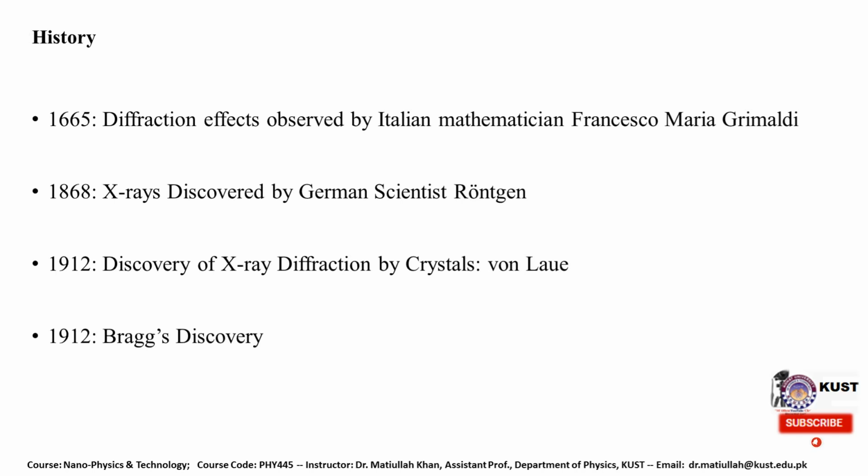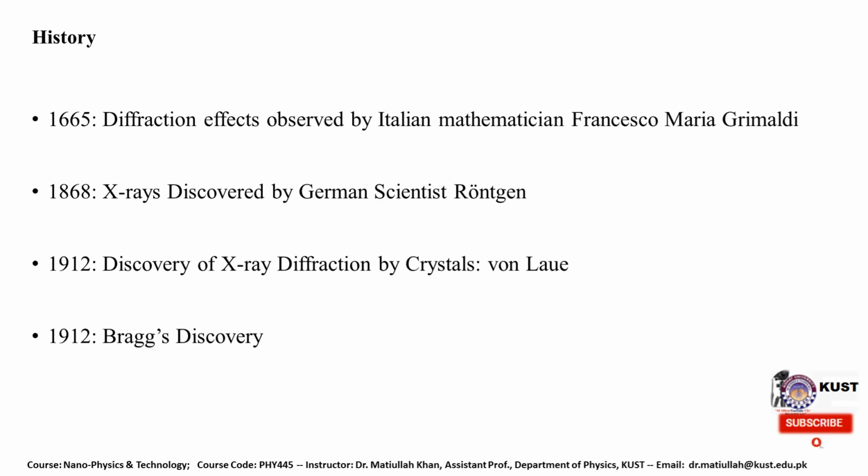So looking toward the history of X-ray diffraction, in 1665 the diffraction effect was observed by an Italian mathematician, Francesco Maria. So that was the first diffraction effect that was observed. And in 1868, X-rays were discovered by the German scientist Röntgen. That is why they were also called Röntgen rays. Further developments were made in 1912, with the discovery of X-ray diffraction by crystal, called the Van Laue method, where it was discovered that we can diffract X-rays by using a crystal.